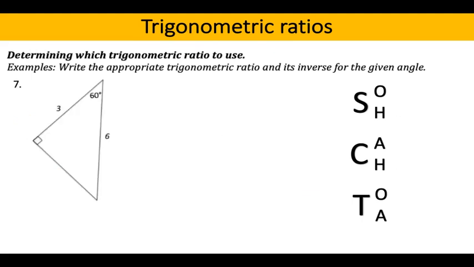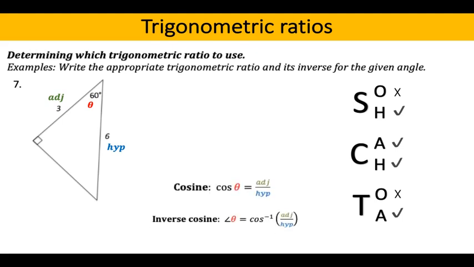Let's look at number 7. Again, let's label our theta angle. Our 6 is the hypotenuse, opposite the 90-degree angle. We do not know the opposite side or need to know the opposite side, so we will not label that. But that 3 is the adjacent side. So from this information, adjacent and hypotenuse is cosine. So we will set up the cosine ratio and its inverse for this triangle.